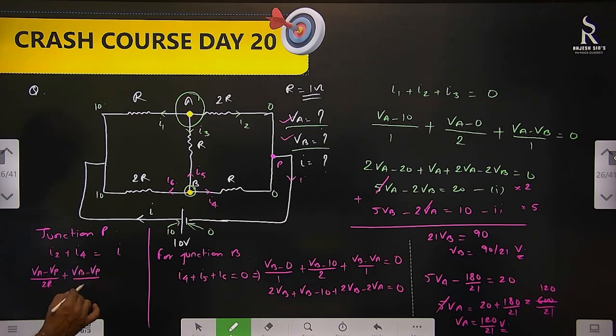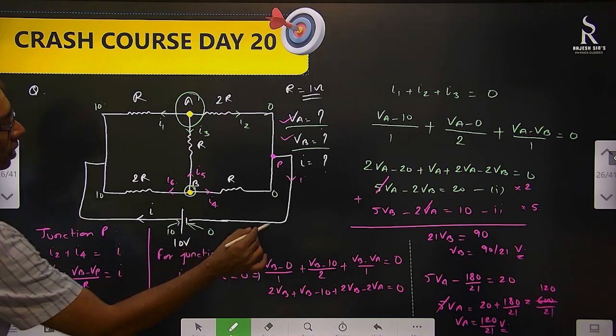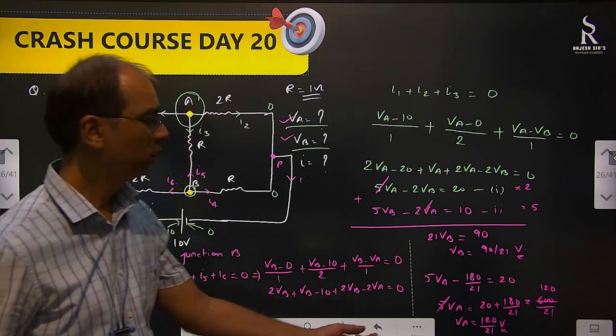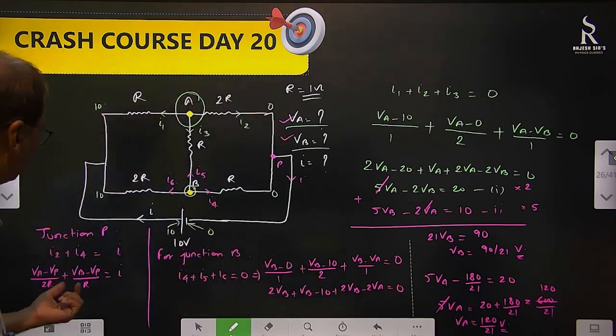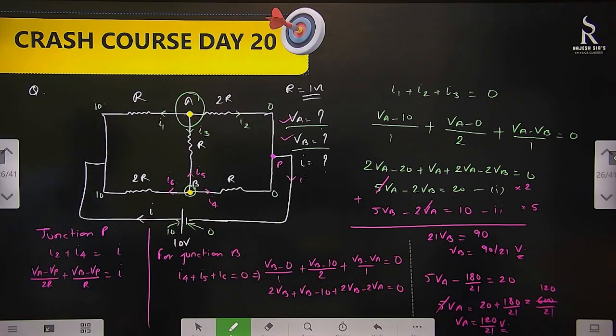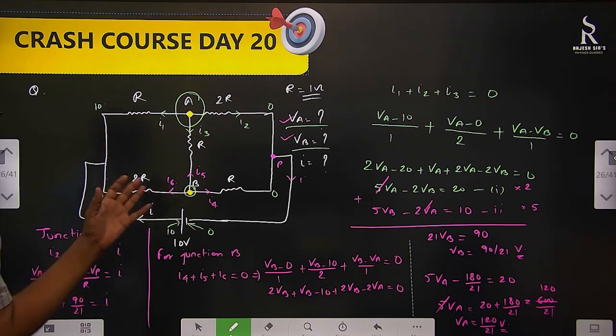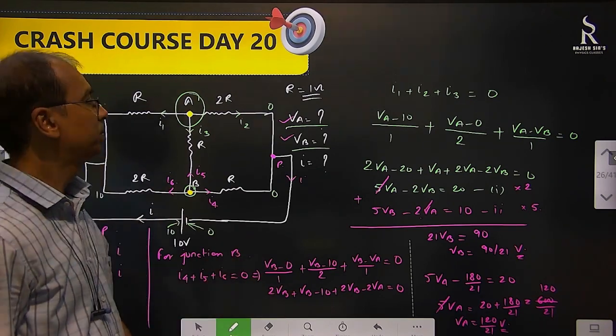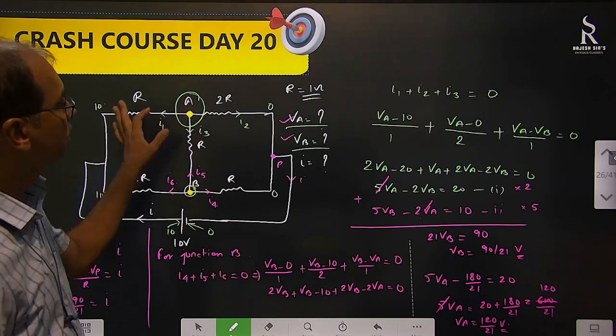Now VP is what? VP is 0. Okay, VP is 0, right? So VA by 2R, what is VA? 120 by 21, and 2R means 2. So 120 by 21 by 2, that will be 60 by 21, plus VB by 1, so 90 by 21. So 150 by 21 is I. Kind of a tough, lengthy question, but I was basically trying to tell you how to use the junction law.